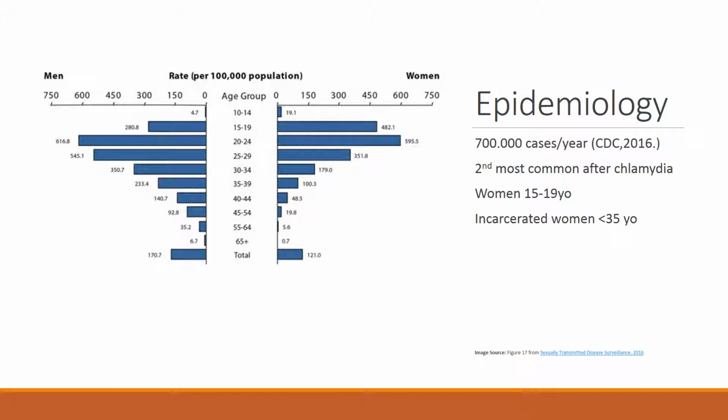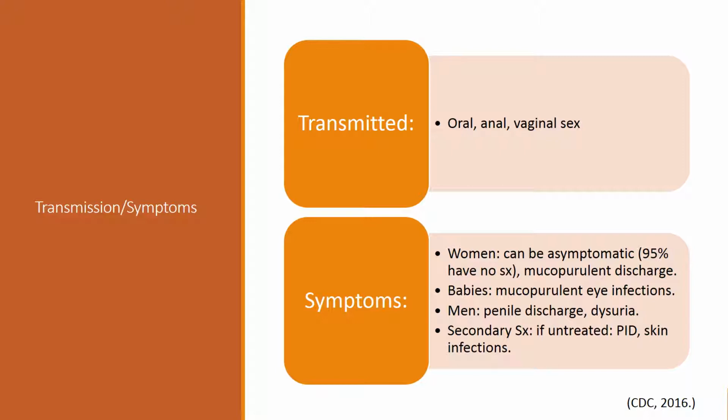So women between the ages of 15 to 19 and incarcerated women. We are seeing a lot more gonorrhea in men who have sex with men as well, and oral and anal gonorrhea as well. And transmitted the same way as chlamydia. Again, it may not be symptomatic at all. I was interested to find that about 95% of women have no symptoms. And if they do have symptoms, you're going to see a very mucopurulent vaginal discharge.